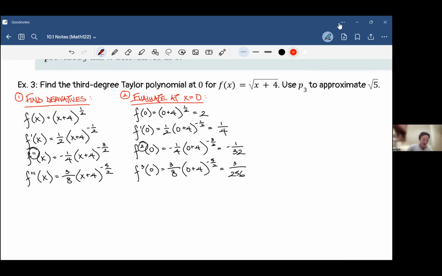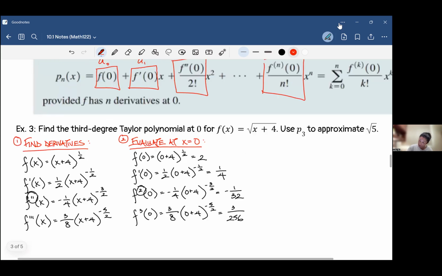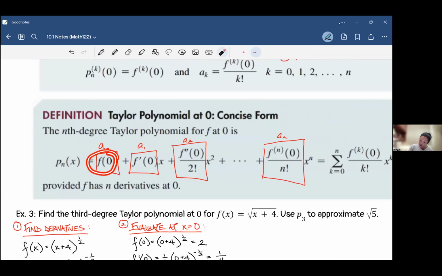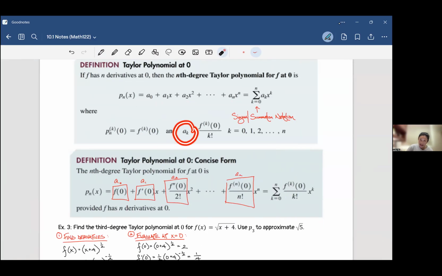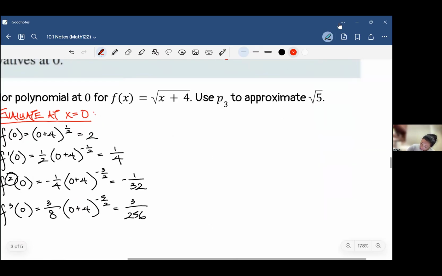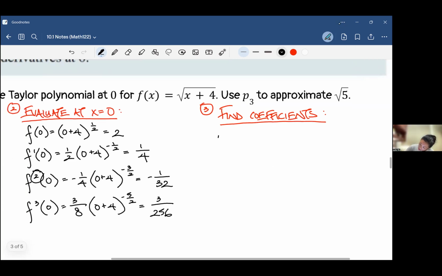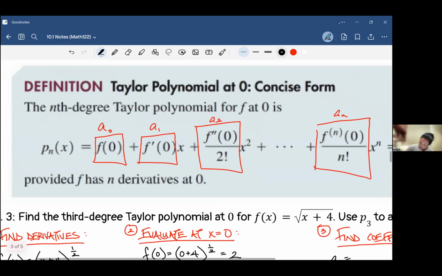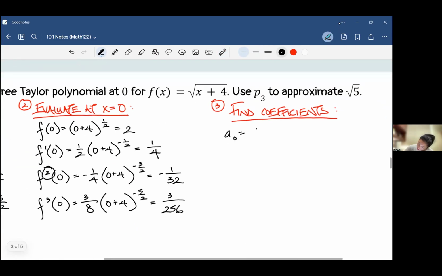Now we're going to use all this information to find our coefficients. Okay. So keep in mind what we're finding is like f of 0, f prime, f double prime, but what we need to find to write our polynomial is the a sub 0, a sub 1, a sub 2, and a sub 3. Okay, so we're going to use this information to find our coefficients. Okay. So we know that A0, according to our formula above, is just our F of 0.